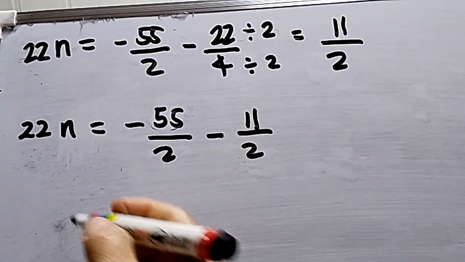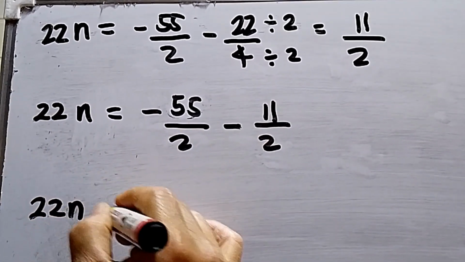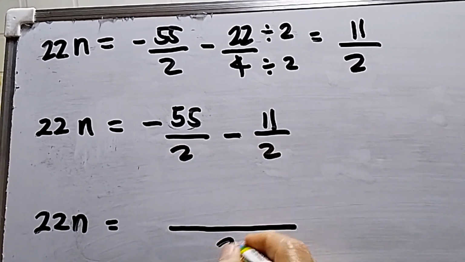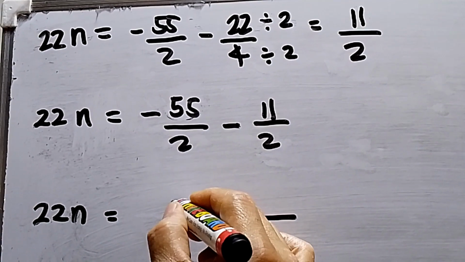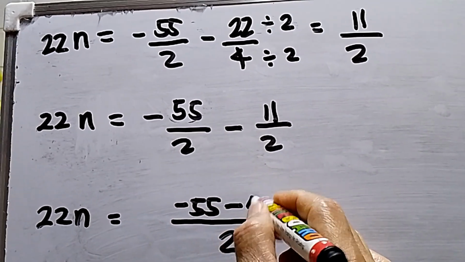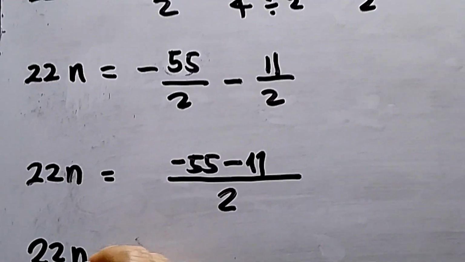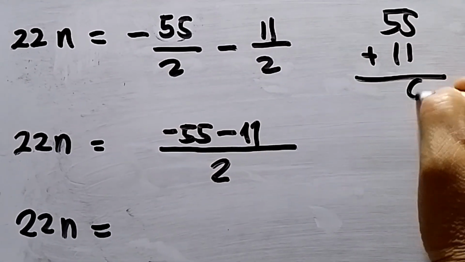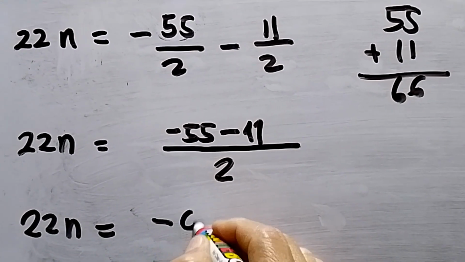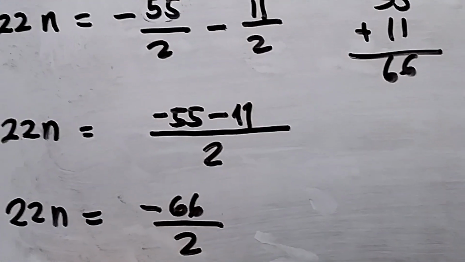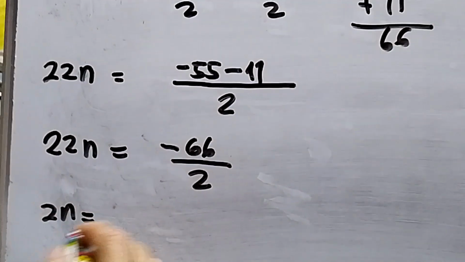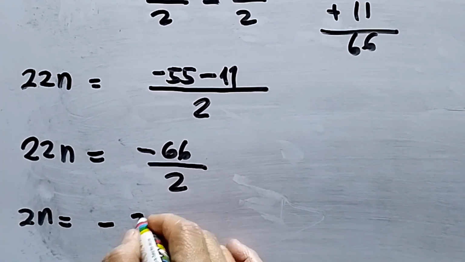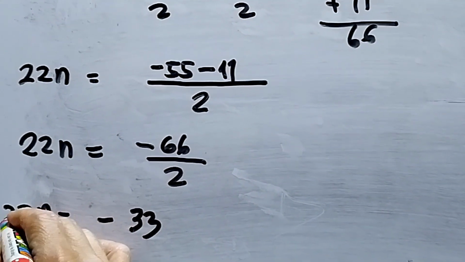Since they are similar fractions, the LCD between 2 and 2 is 2. So this will be negative 55 minus 11. So 22n is equal to negative 55 minus 11, which is negative 66 over 2. So 22n is equal to, divide this by 2, negative 33.